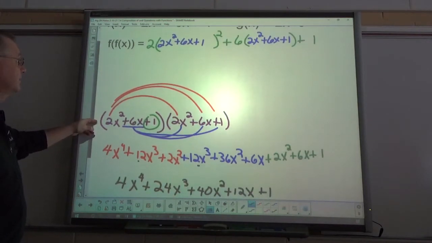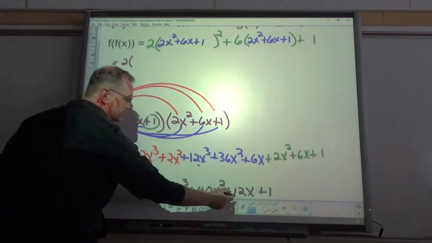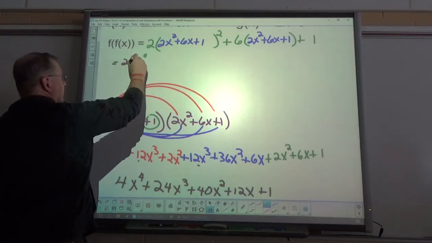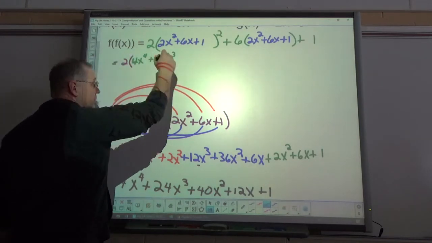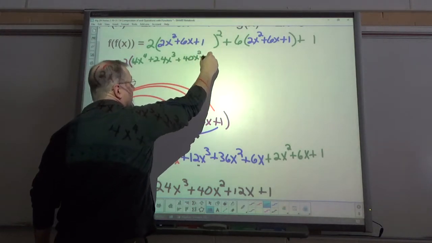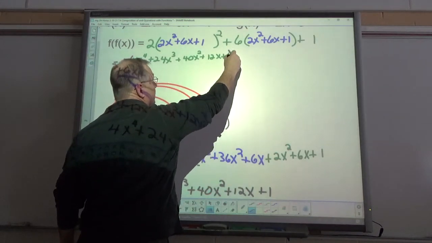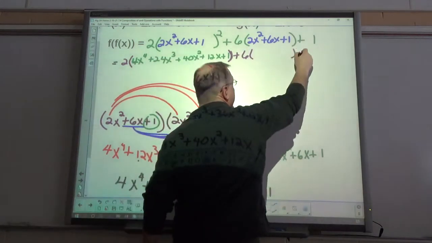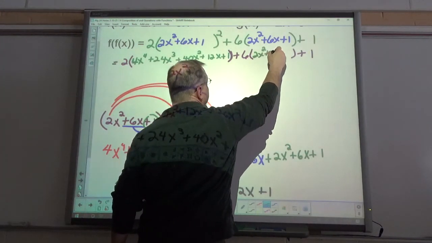So let me write that in. 2 times, let's see, 4x to the fourth plus 24x to the third plus 40x squared plus 12x plus 1. Oops. Plus 6x plus 1. Let's fill that in: 2x squared plus 6x plus 1.